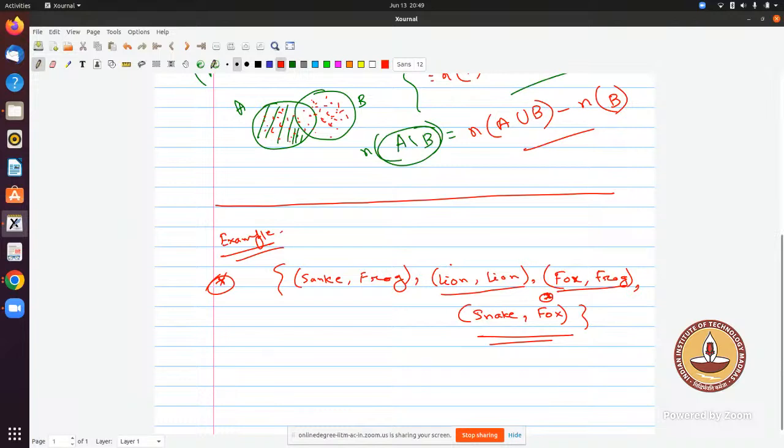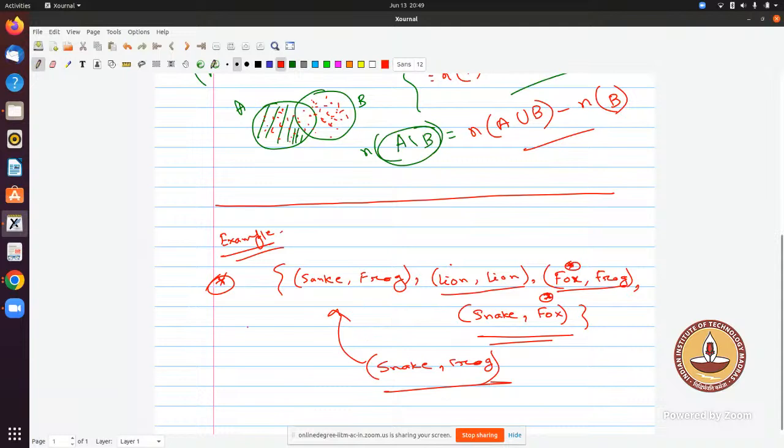Yes, sir. So what element should be there? Snake and frog. And is it inside the set? Yes, sir. It's already inside the set. Okay, anything else we are left with? Sir, lion will become reflexive, no, sir.